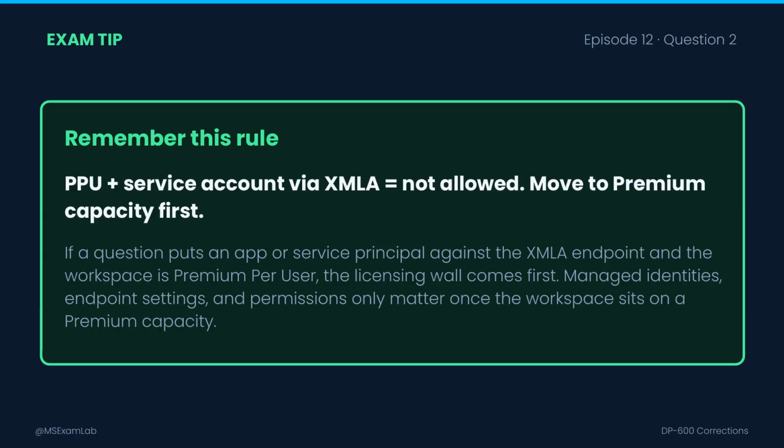Whenever a question puts an app or a service principal against the XMLA endpoint and the workspace is premium per user, the licensing wall comes before everything else. Identities, endpoint settings, and permissions only matter once you're on a premium capacity. Read the license tier before you read anything else. The order is simple: capacity first, identity second, permissions last.